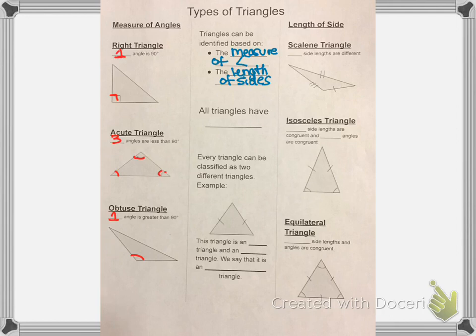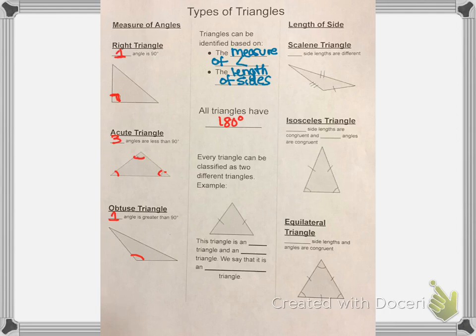So all triangles have 180 degrees. So this triangle, if we looked at the measure of all three of their angles, this right triangle would have a measurement of 180 degrees. This acute triangle, also the sum of the measures of the angles would be 180 degrees. And the obtuse triangle, all triangles have a total sum of 180 degrees if you add their three angle measurements together.